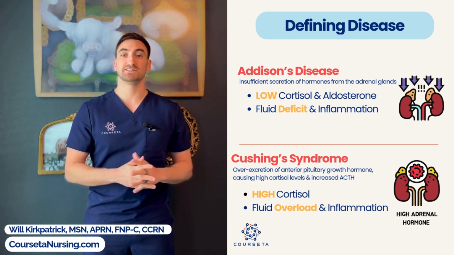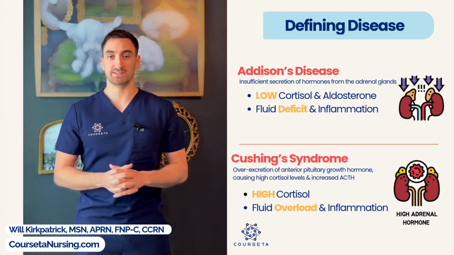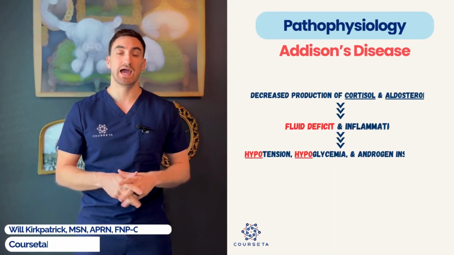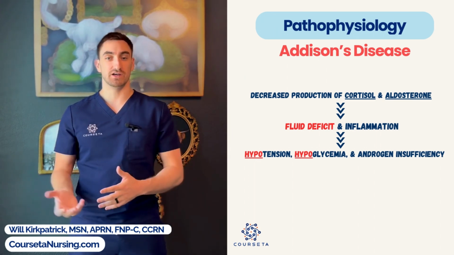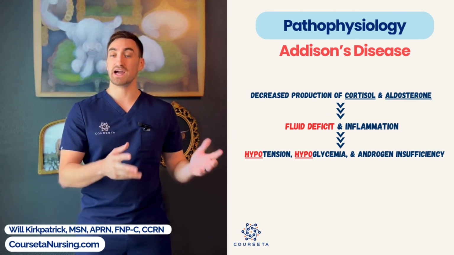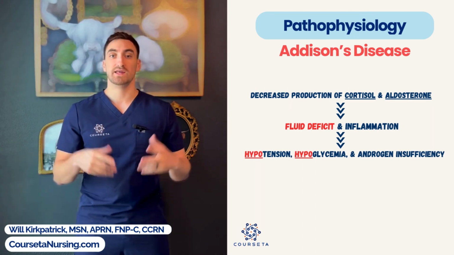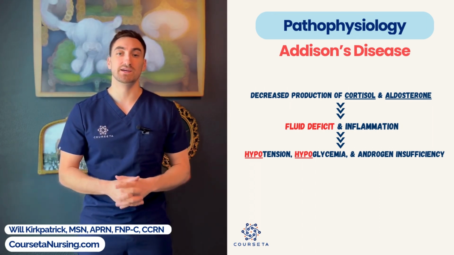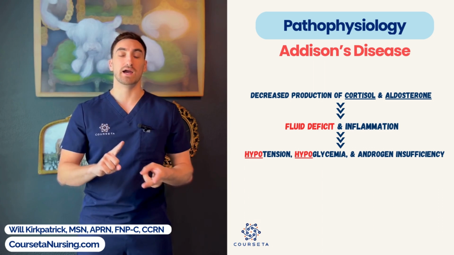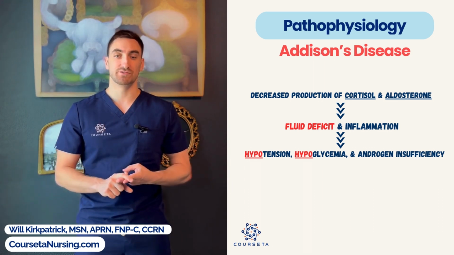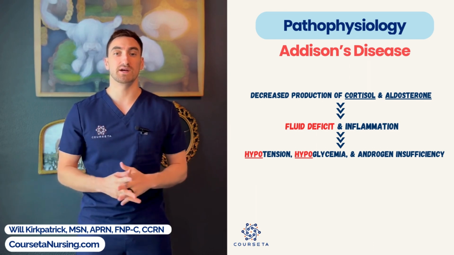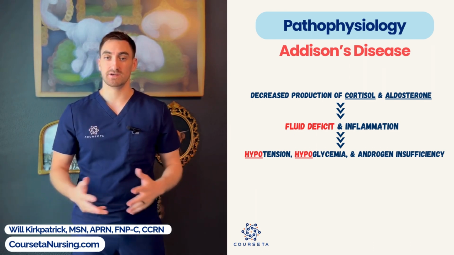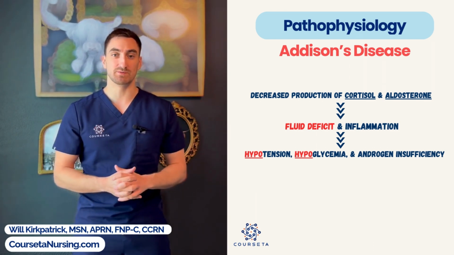So Addison's disease, what is going on with Addison's disease? To explain it very simply, Addison's disease is a decrease of cortisol and aldosterone. And because of that, we have dehydration and inflammation. And the symptoms that typically arise from that are hypoglycemia, hypotension, and then lastly, androgen insufficiency. So we're going to explain all these in great detail, but that's a quick summary of what Addison's disease is. So let's get into how this happens with the pathophysiology.